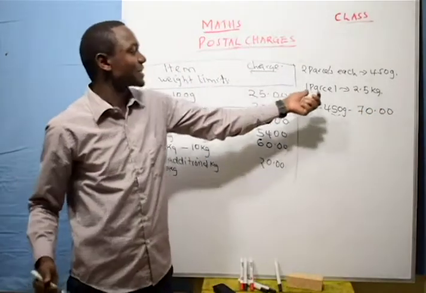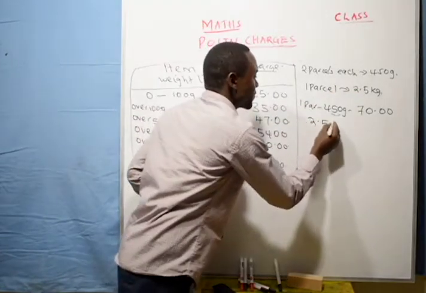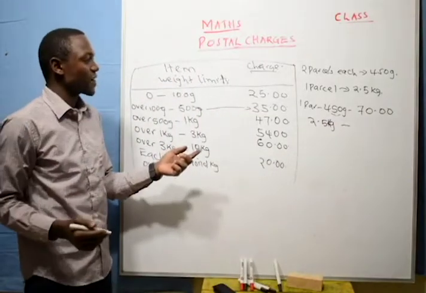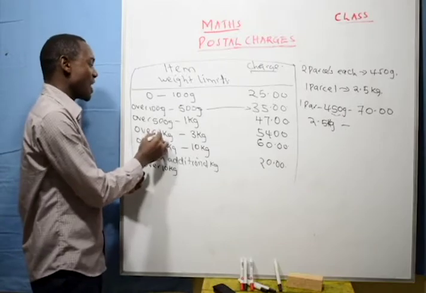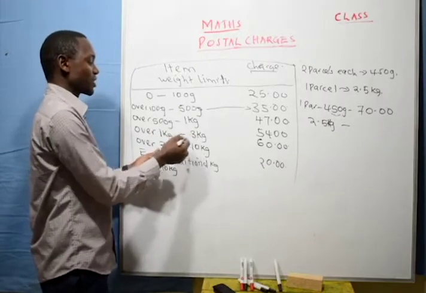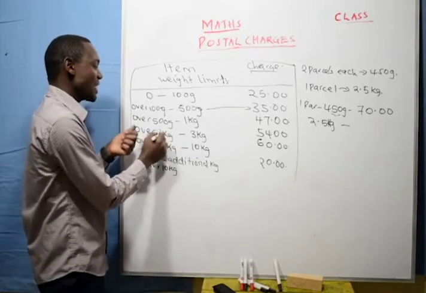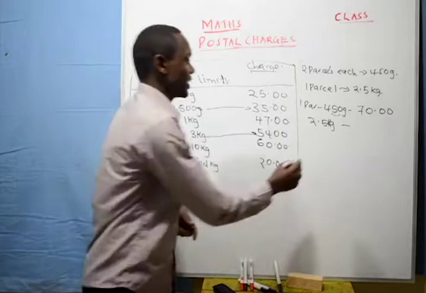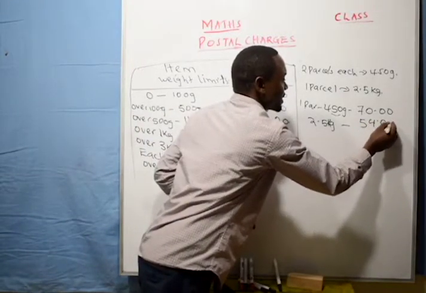Then we have another parcel which weighs 2.5 kilograms. What is the weight limit for 2.5 kilograms? The weight limit for 2.5 kilograms is over 1 kilogram to 3 kilograms. It will not be here at 3 kilograms, but it is between 1 to 3 kilograms. So how much will he pay? 54 shillings. So for the 2.5 kg parcel, he will pay 54 shillings.